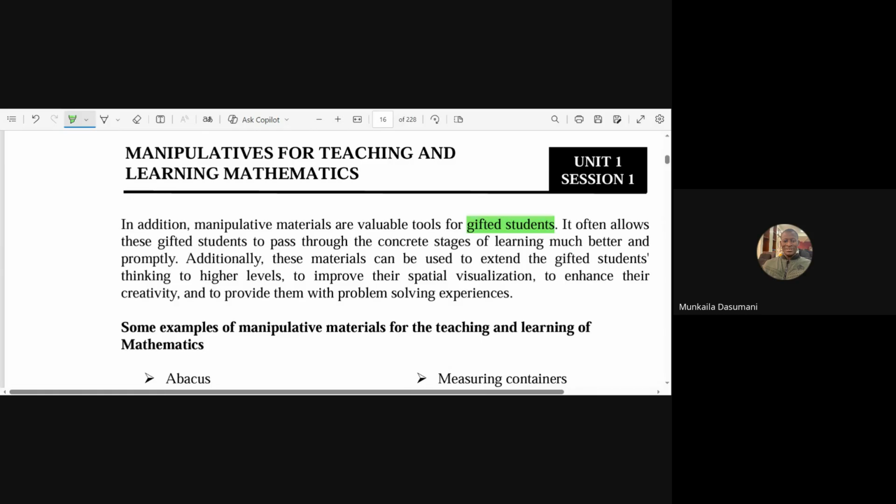And then it helps them to understand, especially as they see the spatial visualization of the object, and it also helps them to increase their creativity. So not only those who need remediation, the gifted child also needs them, and then those with special needs also need them, and everybody needs manipulatives.